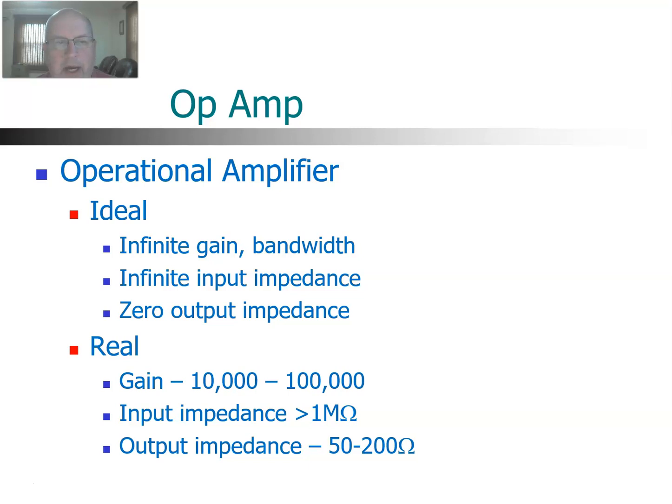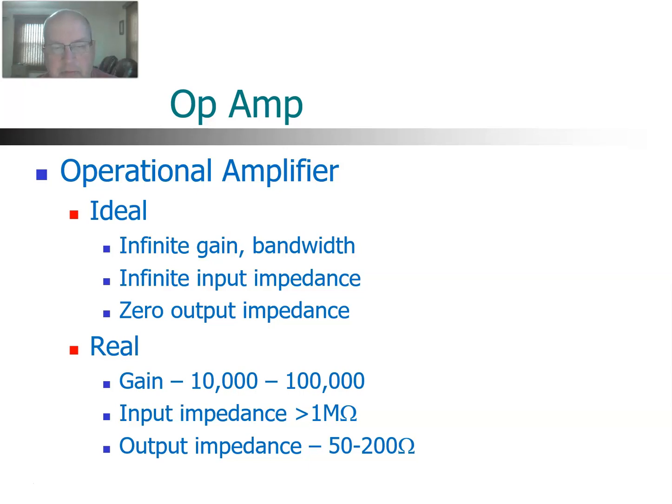And an ideal op-amp, ideal operational amplifier, has infinite gain, infinite bandwidth, infinite input impedance, and zero output impedance. Well, of course, that's the ideal. In the real world, the gain is not quite infinite, and nor is the input impedance, and output impedance isn't quite zero. More typical values that you'll see for gain is somewhere in the area of 10,000 to 100,000, which is still exceedingly high gain, very, very high gain.